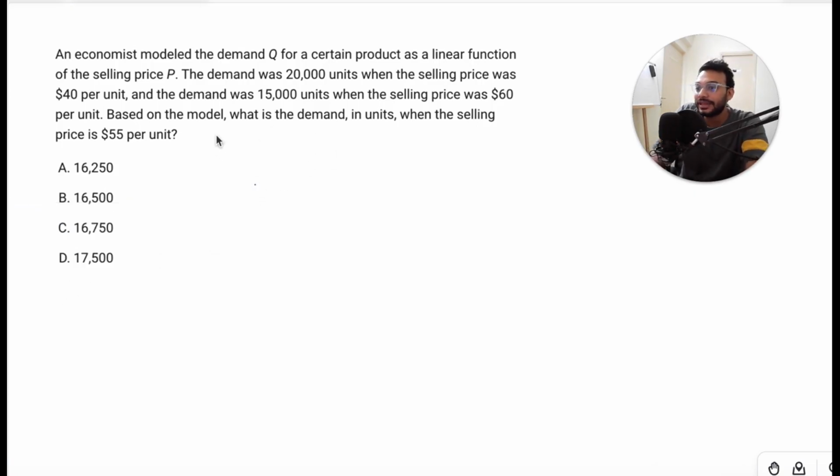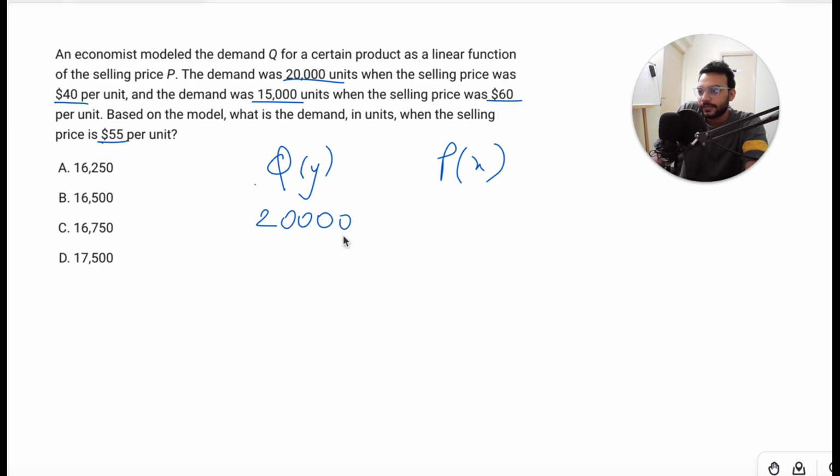On Desmos, you'll be plotting these points and getting the exact equation and the graph for this function, and in that you'll just find the value of y corresponding to the value of x as $55 per unit. So we're talking about demand Q and price P. Demand is the y-axis quantity, and price is represented on the x-axis. The demand was 20,000 when the price was 40. Demand was 15,000 when the price went up to 60.